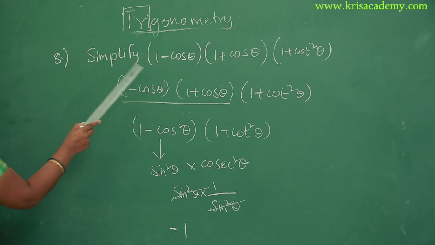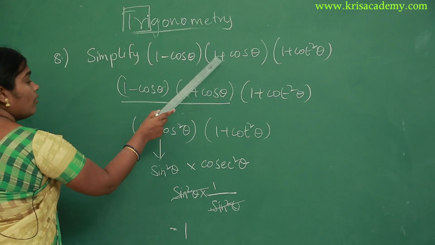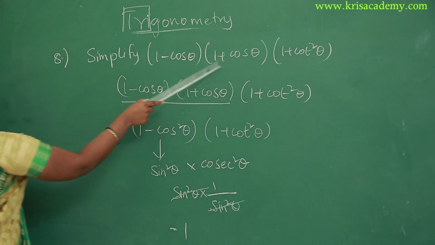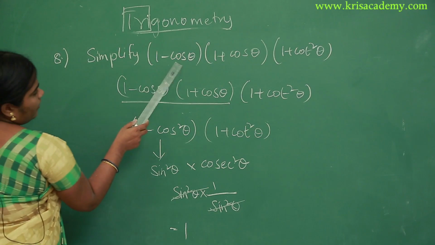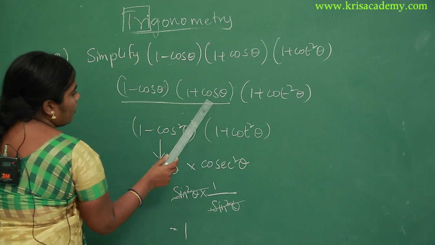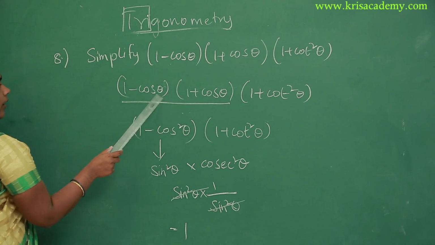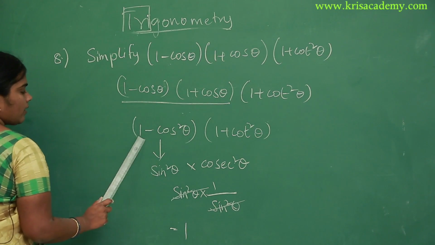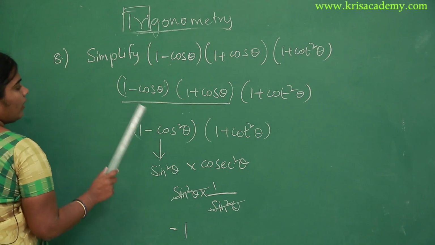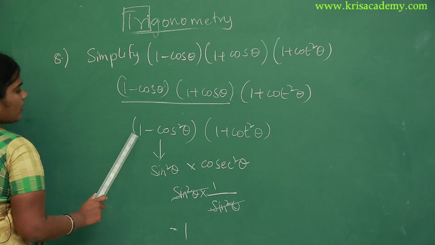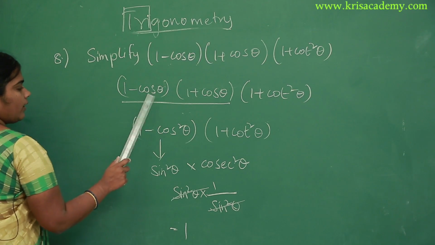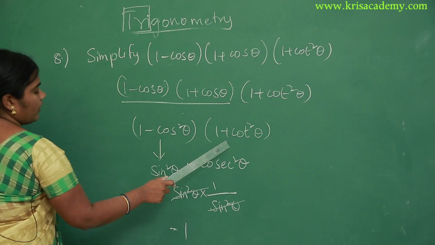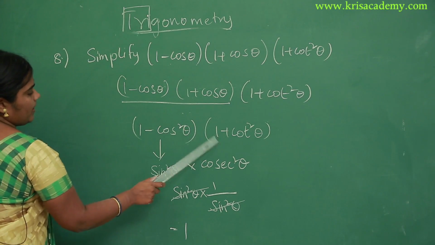Now simplify (1 minus cos theta) into (1 plus cos theta) into (1 plus cot square theta). They have given three terms here. First multiply the first and second, so this looks like (A plus B) into (A minus B). What is the formula of (A plus B) into (A minus B)? A square minus B square. Here A value is 1, so 1 square is 1 only. B is cos theta, so we have written cos square theta. 1 plus cot square theta we carry forward to the next step.